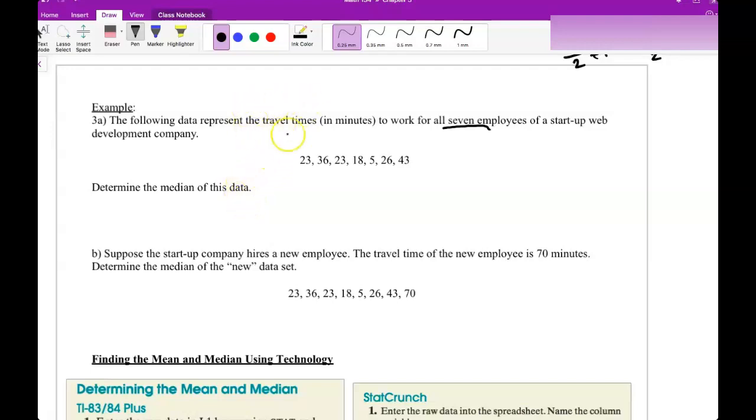Here it didn't say if it is a sample or population, because that doesn't matter. But since we have all 7, we have 7 employees in total. But here it doesn't matter because we're going to work on median. We're not working on mean. Okay, finding the median of this data.